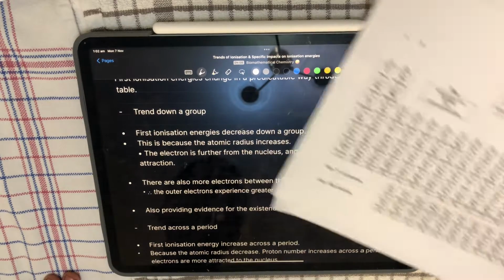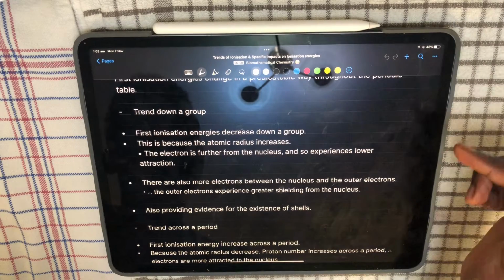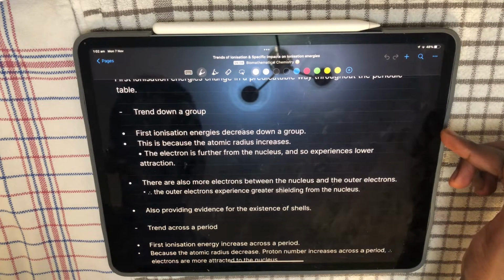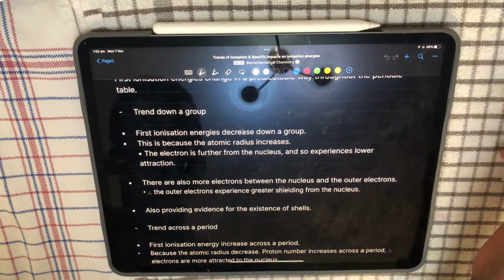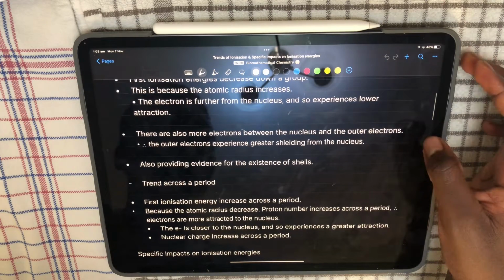So going down the group, the reason why the ionization energy decreases is because you're removing an electron from a shell that's further away from the nucleus, and therefore less energy is required to remove that electron. On top of that, there are also more electrons between the nucleus and the outermost electron. Therefore, the outer electron experiences greater shielding from the nucleus, like I said in the previous video, also providing evidence for the existence of shells.